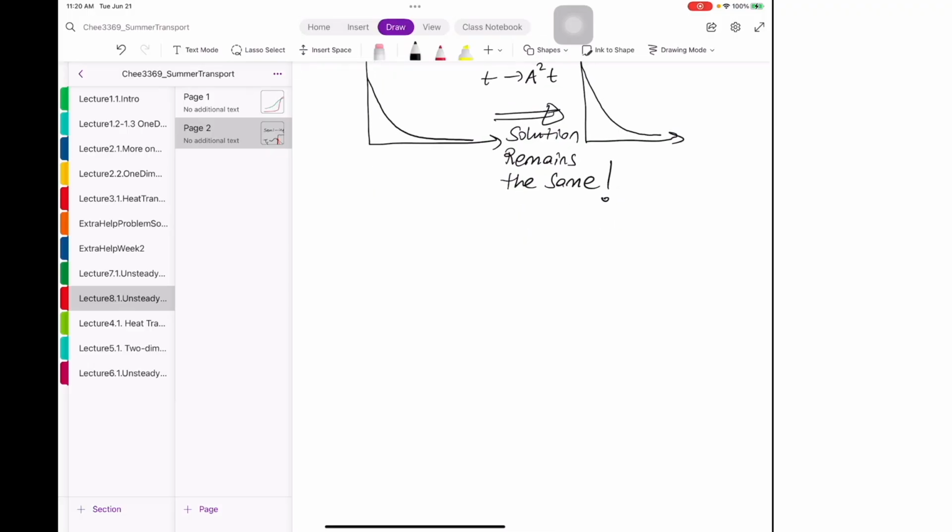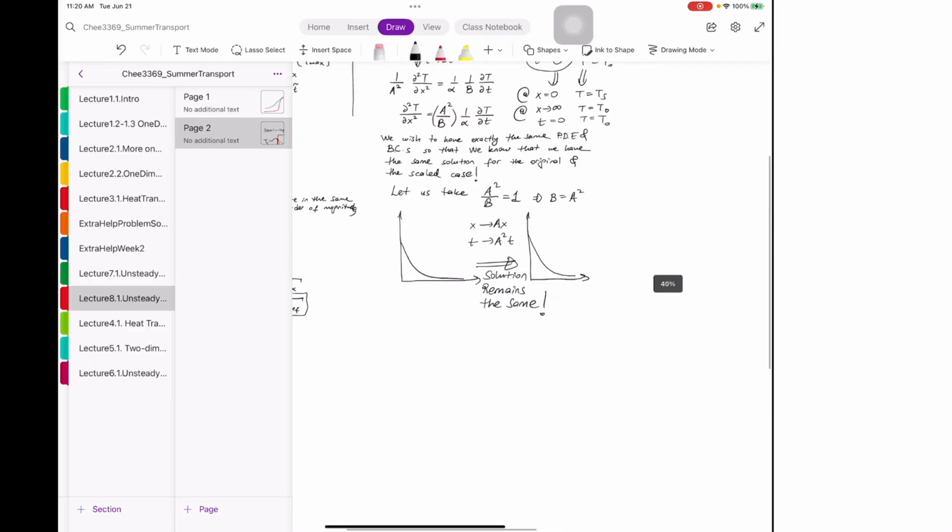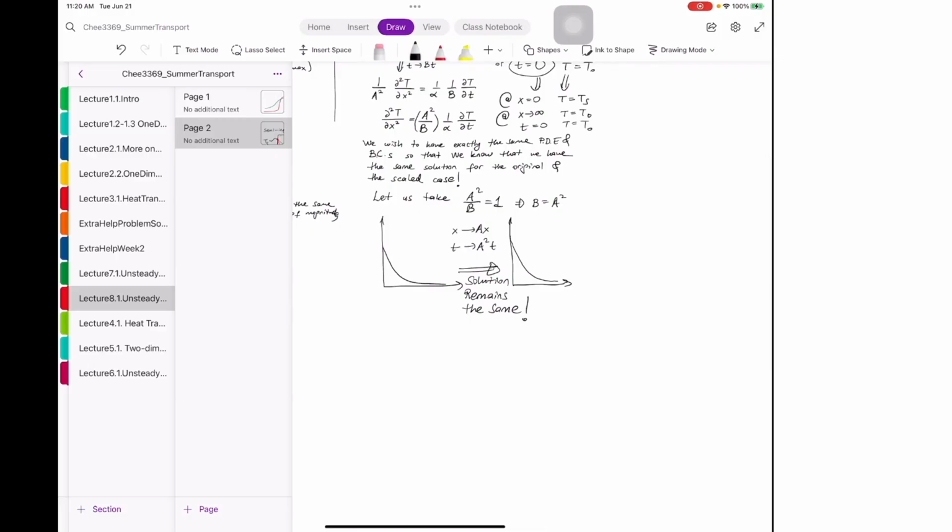Something fascinating. If you're not surprised, you're going to see in a moment that this is a remarkable result we're going to make use of, which is going to give us very important information about the solution. Now, is everybody convinced that we get exactly the same function, T equal to f of x comma t, for the two cases?